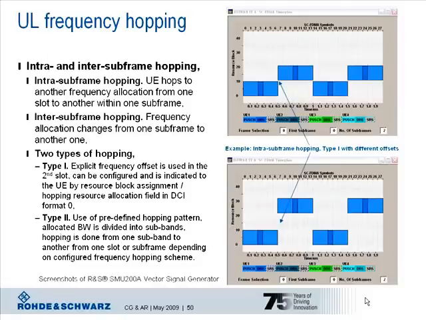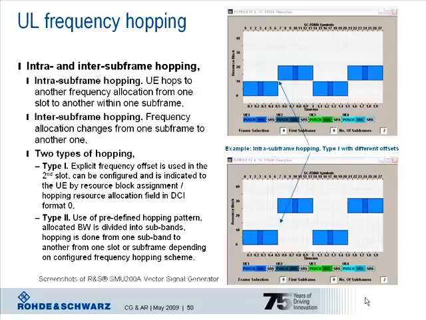In LTE, there are two modes of hopping, intra and inter subframe hopping. Hopping at all is an optional feature, but it is an approach to overcome possible frequency selective fading on the radio channel. When intra subframe hopping is configured, the UE hops from one resource block allocation to another one within one subframe. This means in the first slot the UE would transmit, for example, on the lower edge of the spectrum, and in the second slot on the upper part of the available spectrum. Inter-subframe hopping means that the UE changes the allocation from one subframe to another one.